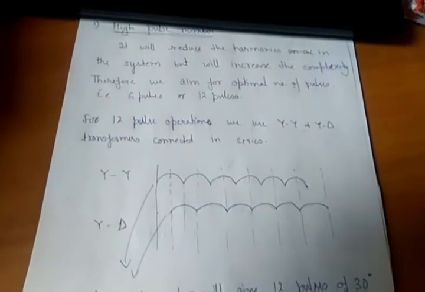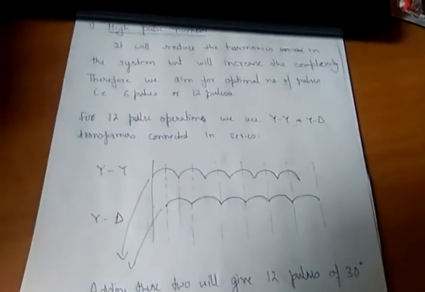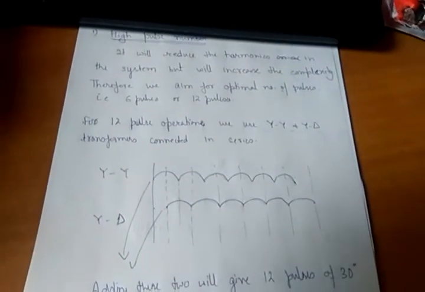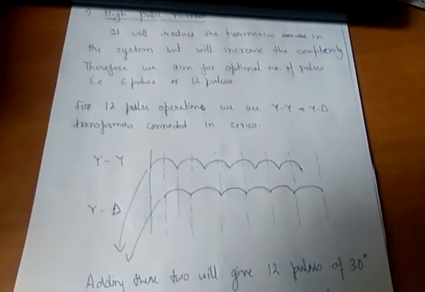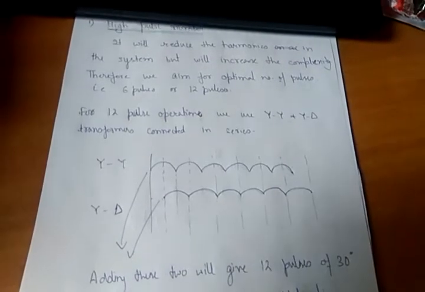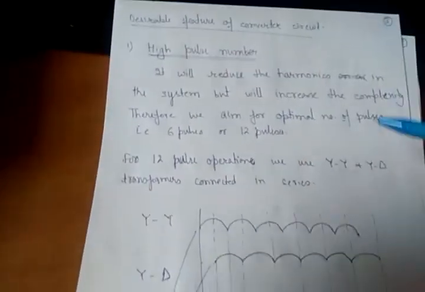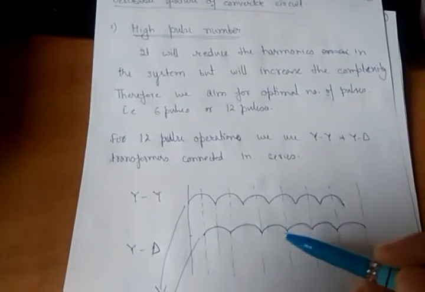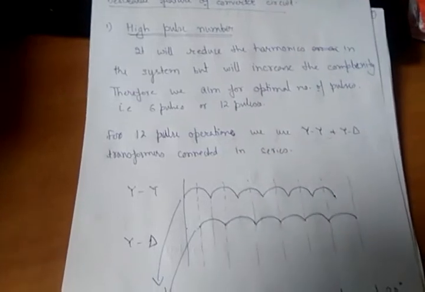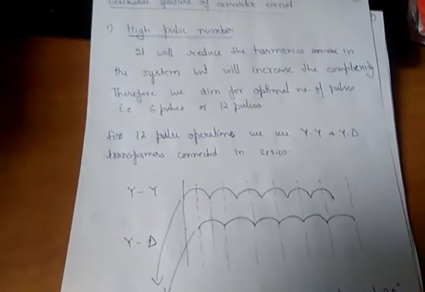So adding these two will give us a total of 12 pulses in the system, and each pulse will be of 30 degrees, and this 12 pulse system is used in HVDC applications. Okay, so I told you, increasing the number of pulses: if you compare 3 pulses and 6 pulses, which is more smooth, which is closer to DC? Obviously 6 pulse.